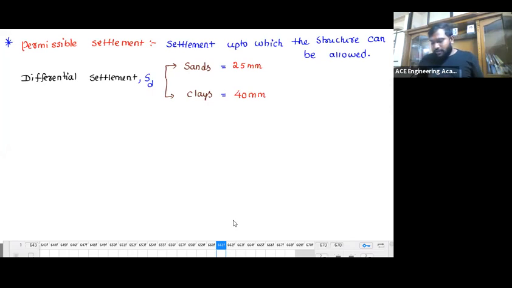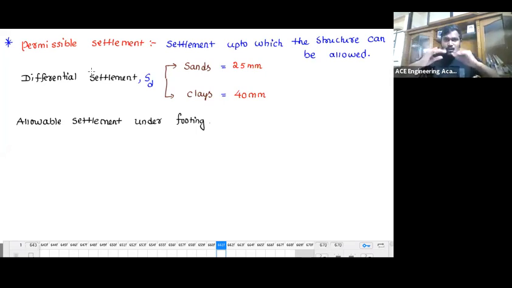And if this exceeds more than 40, then we are going to call it an excessive settlement. And allowable settlement is under a footing. So differential settlement means between two footings. Allowable settlement means under a single footing, what is the maximum settlement that you can allow?